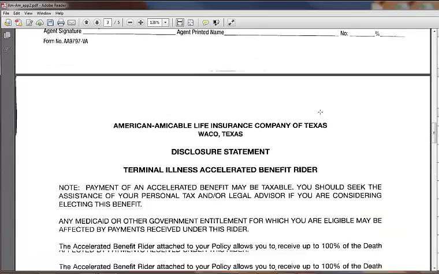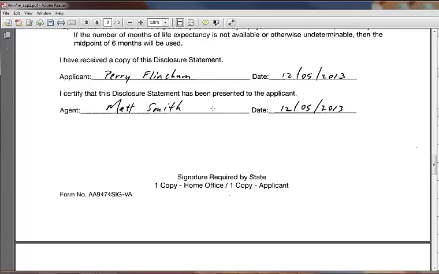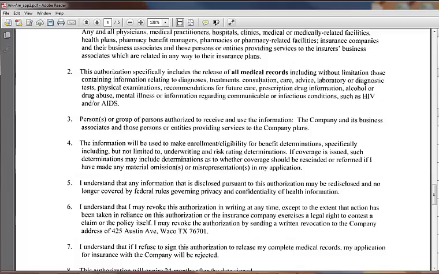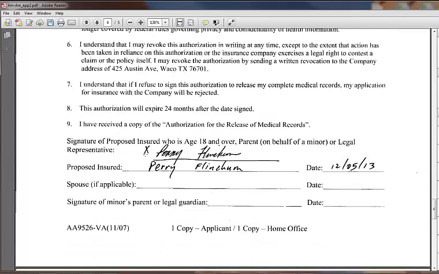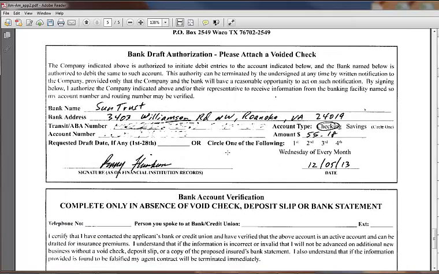This is the terminal illness rider, so that would need to be signed. And then the HIPAA form. This is on every application. They need to sign the HIPAA form and date that. And then this is the bank draft information. I obviously whited out some of the information here, but they need to have the transit number and account number.